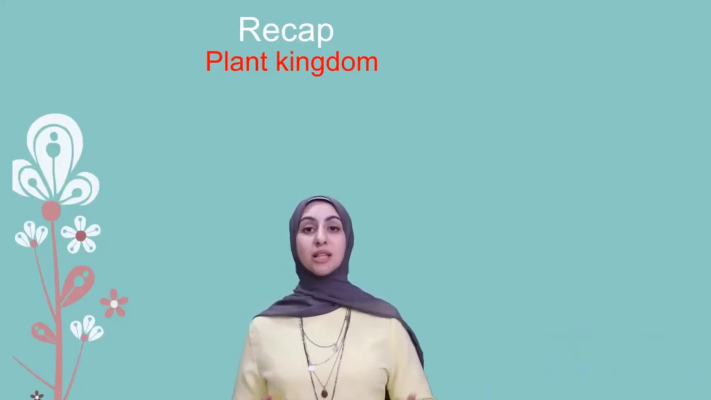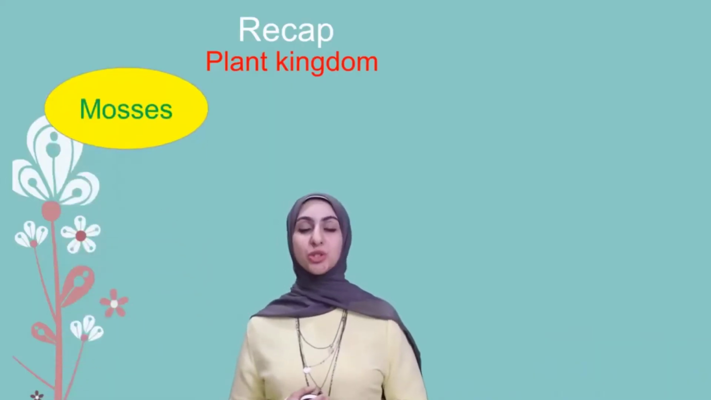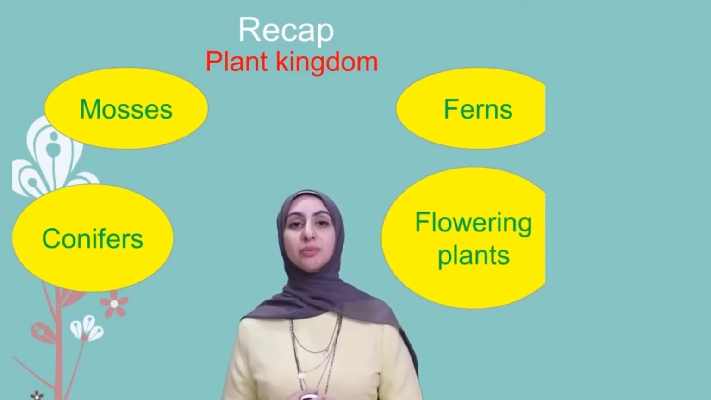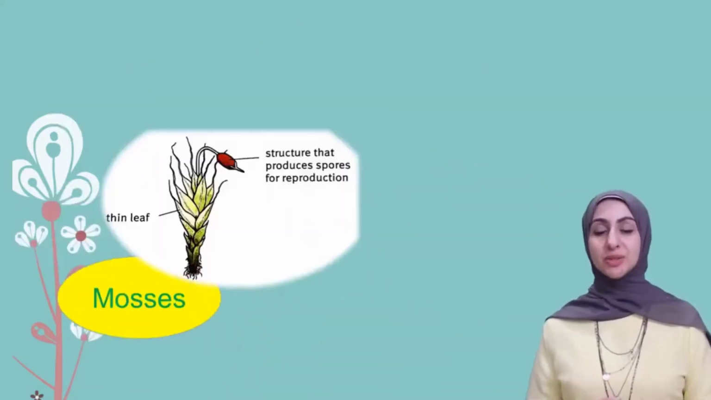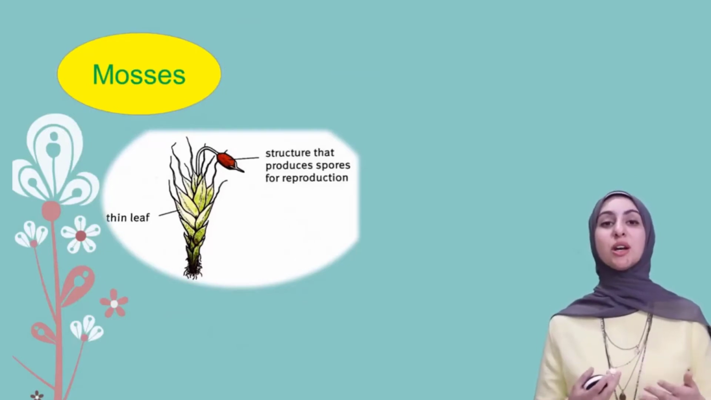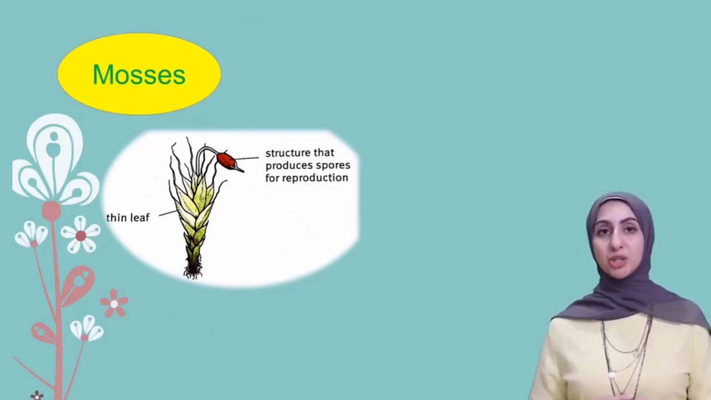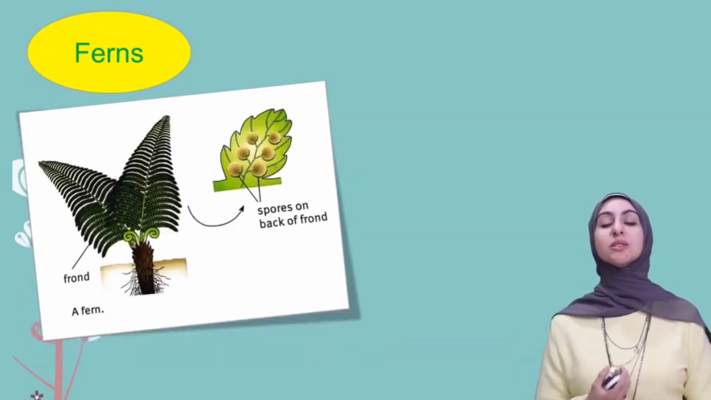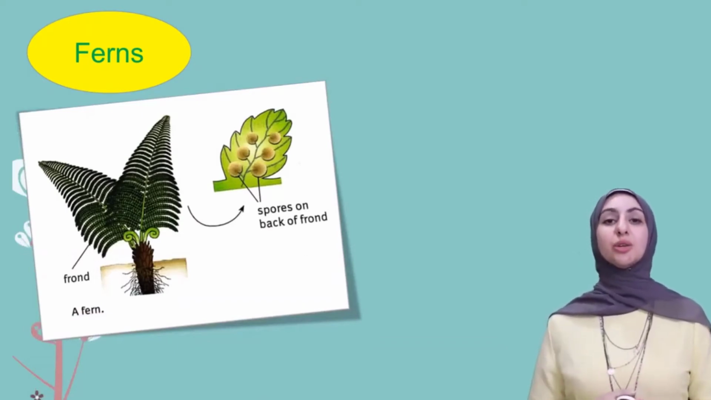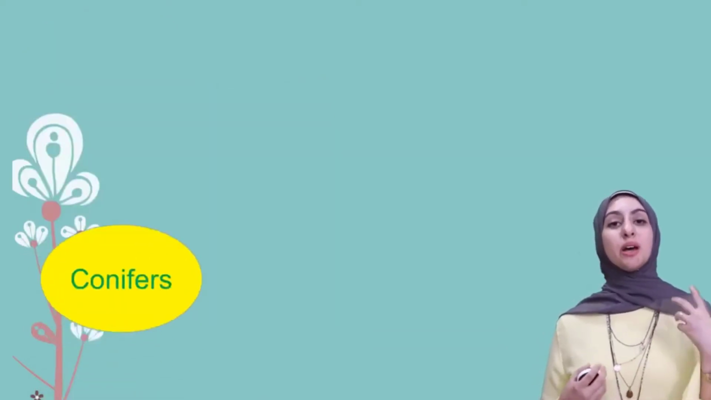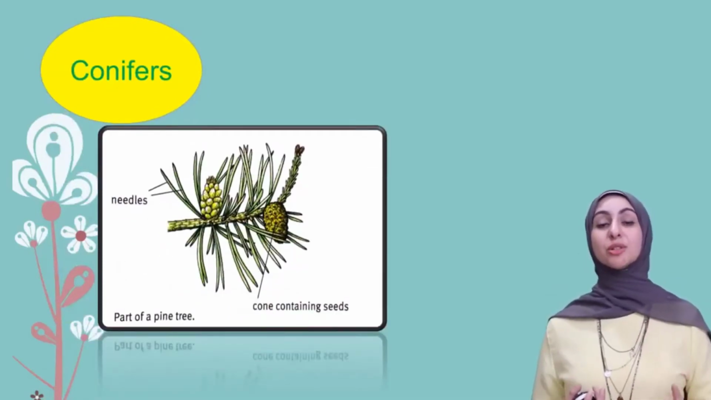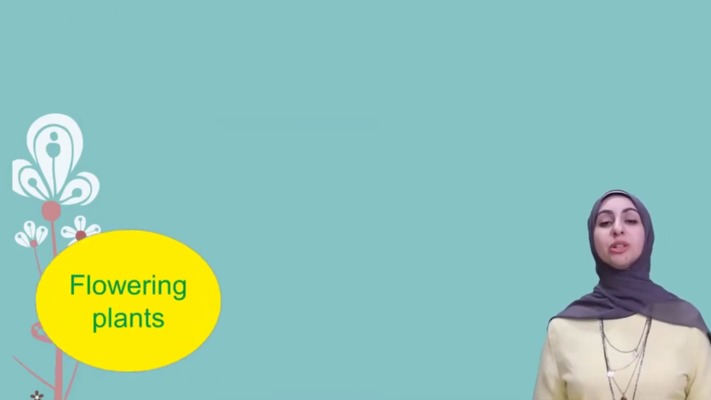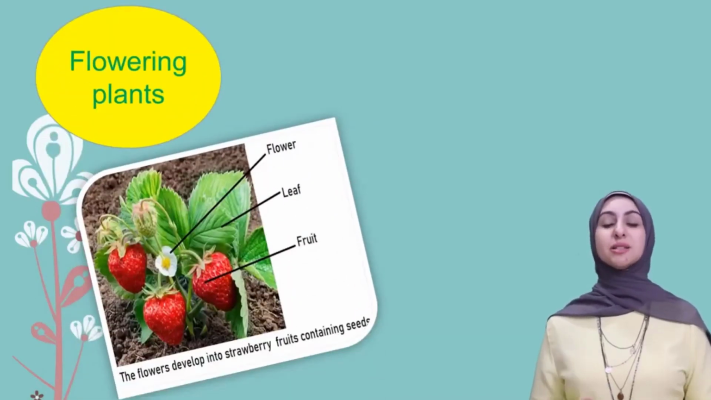About the plant kingdom, we said the plant kingdom has 4 main groups, which are mosses, ferns, conifers, and flowering plants. The first one, mosses, which have thin leaves and a spore capsule, which is a structure that produces spores for reproduction. And the second group, ferns, which have leaves called fronds, and at the back of the fronds there are spores. The third group, conifers, which have narrow leaves called needles and some cones which contain the seeds. The last group, flowering plants, which have flowers, fruits, leaves, and stems.